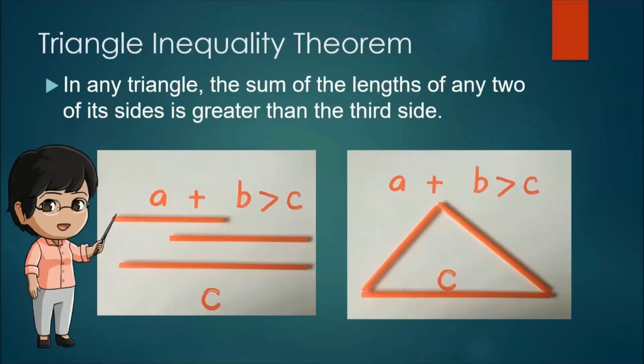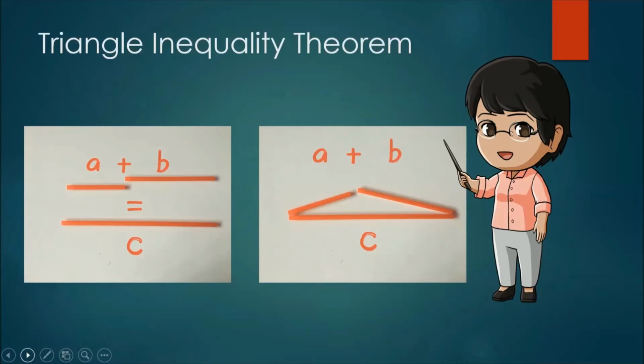Triangle inequality theorem. In any triangle, the sum of the lengths of any two of its sides is greater than the third side. Observe the illustration here using straws. The length A plus the length B, if we add them, is greater than the length C. So these three lengths are able to form a triangle because A plus B is greater than C, as stated in the triangle inequality theorem.